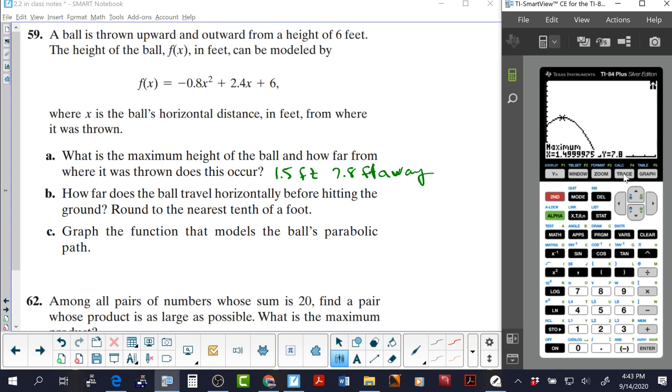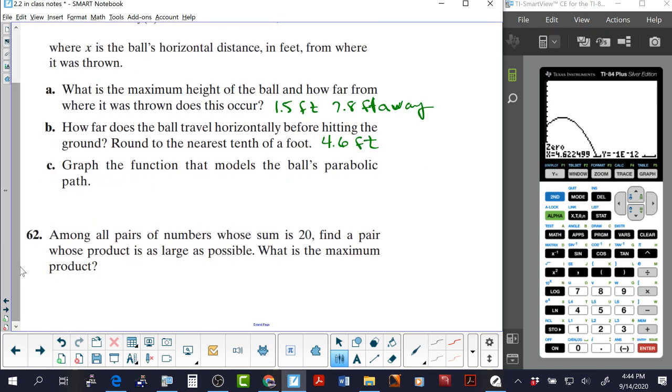So again, that's going to be a 0, so we're going to calculate a 0. I'm going to arrow over. I'm looking at y to be positive. Nope, it went negative. Let's go back up. There it's positive. I'm looking for y to be negative. That's good enough. We can just back up a little bit. And that negative 1 e to the negative 12, that's actually a 0. So 4.6, to the nearest tenth of a foot. So 4.6 feet. Graph the function that models the ball's parabolic path. We've done that. There it is.